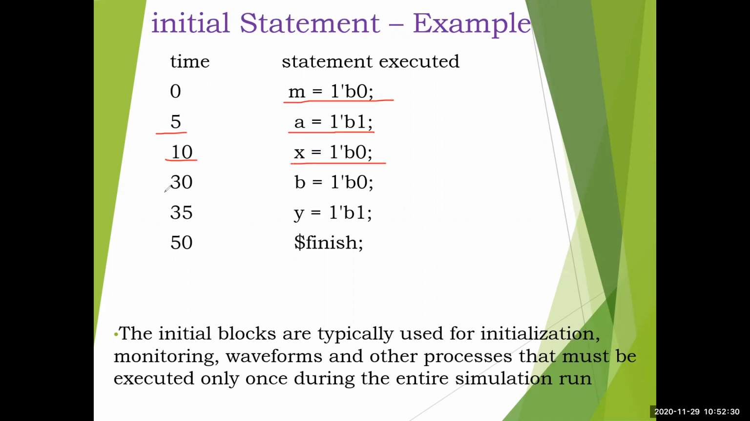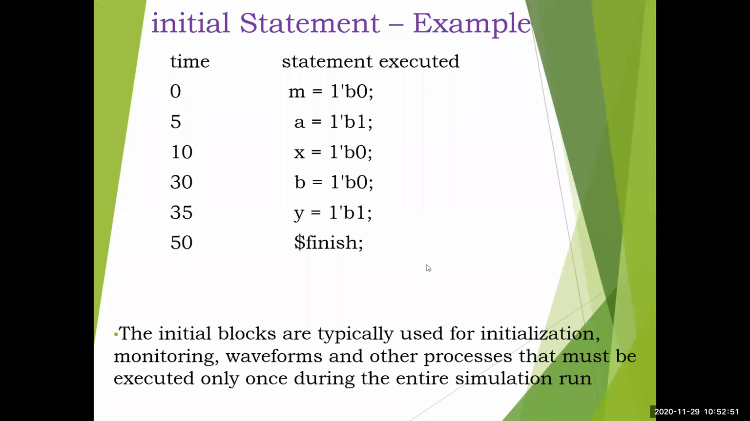Then again it will come back to the second block, b will be executed with 1 bit 0, and at 35 it will execute the third block's y statement. Finally at time 50, it is 0 plus 50 only, so it will finish the simulation. So this is the concept to understand; this example was taken for that.